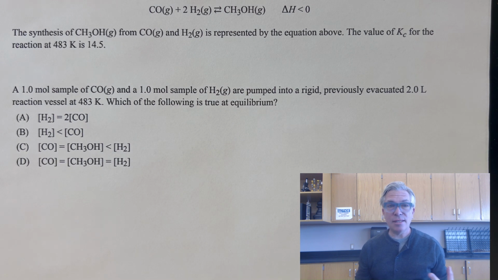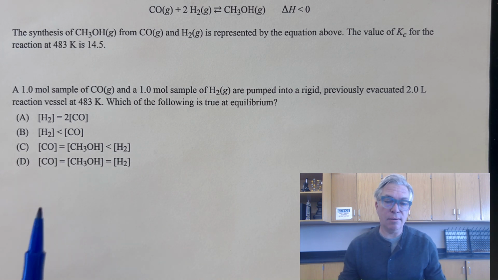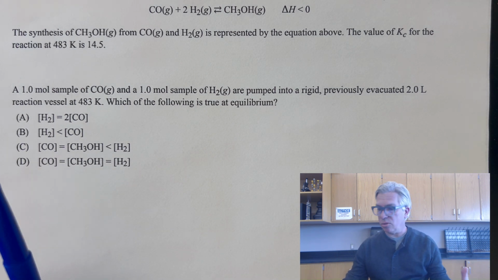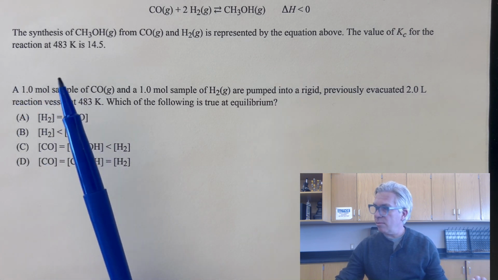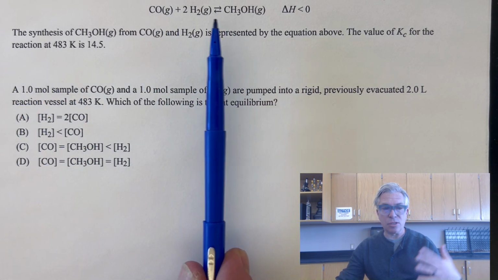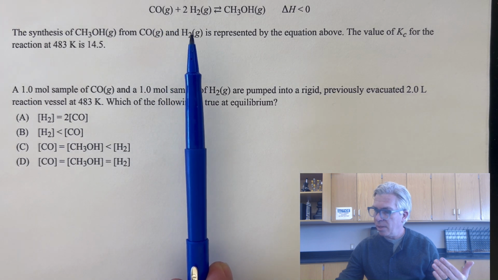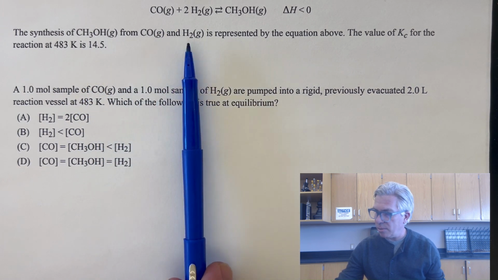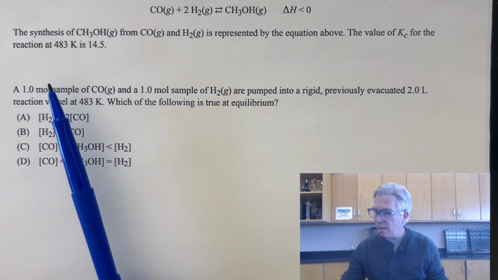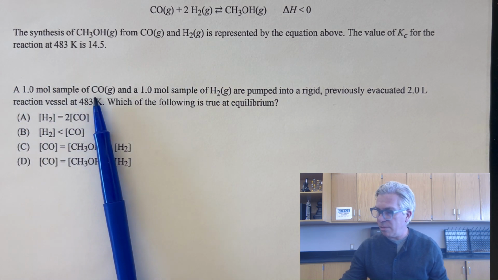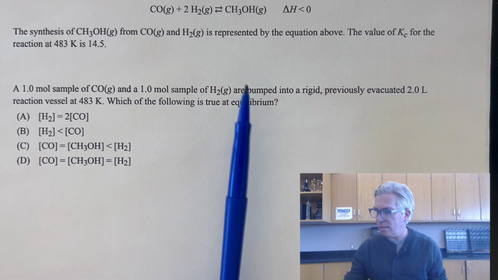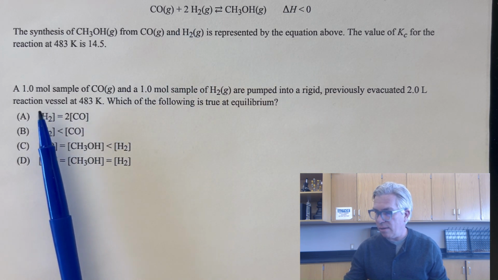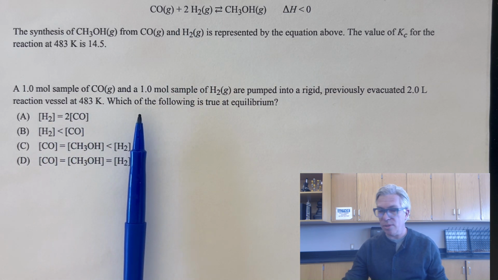Our next one gets at the relative amounts of reactants and products as things approach equilibrium. So we have the equilibrium equation up here. I'm going to try to generalize that when I say that. The synthesis of methanol from carbon monoxide and hydrogen is represented by that equation. And a 1 mole sample of CO and a 1 mole sample of H2 are pumped into a rigid container at 483 Kelvin. Which of the following is true at equilibrium?